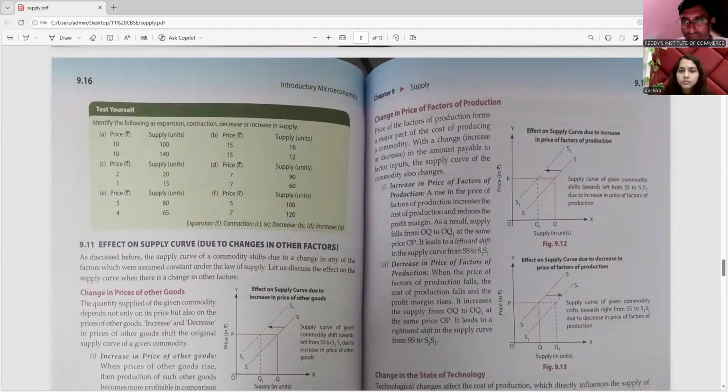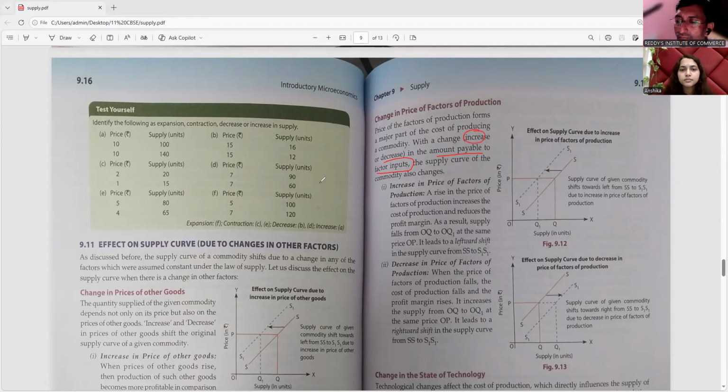Now, change in price of factors of production. The price of factors of production forms a major part of the cost of producing the commodity. It means an increase or decrease in the amount payable to the factors of inputs. The price of any commodity depends upon how much cost is incurred for the purpose of manufacturing that good.